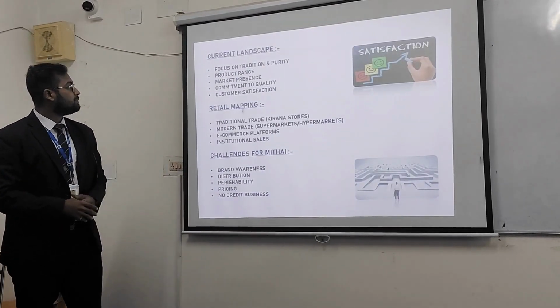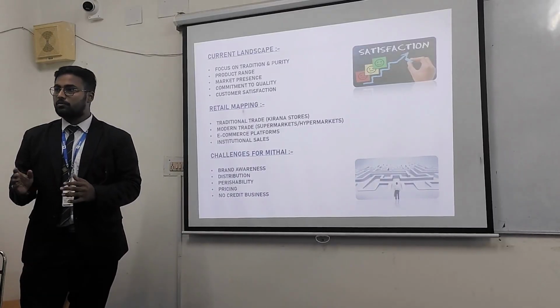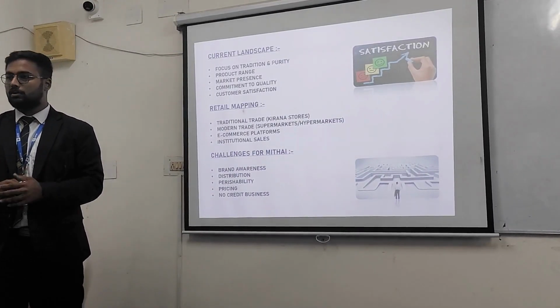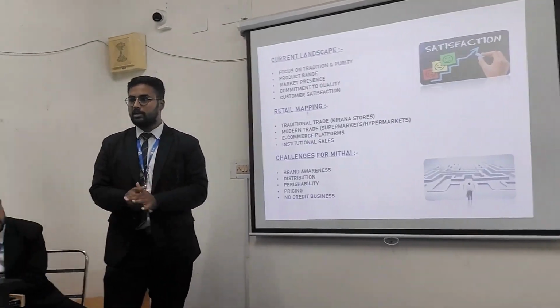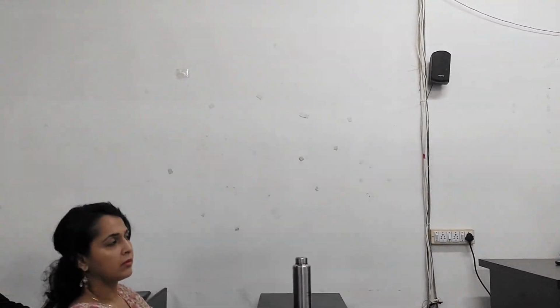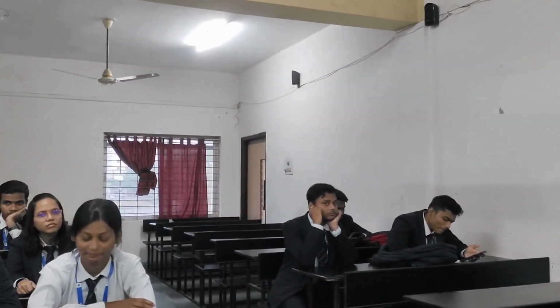Their current landscape is that they are focusing on tradition and beauty, as I told you, when we went to their factory, we saw the chocolate machine from which they make their products. Their product range used to be about 100 types of product, but now they have reduced it to 14 products to focus on these 14 products.